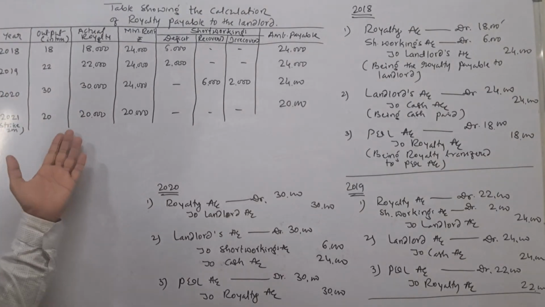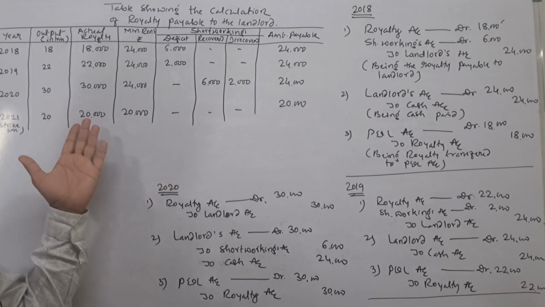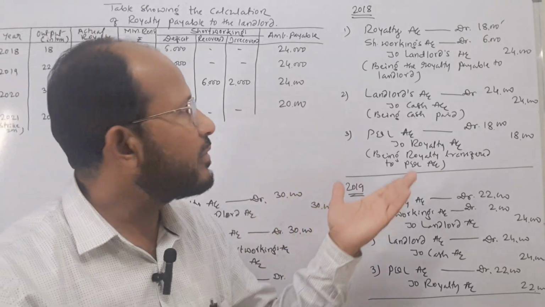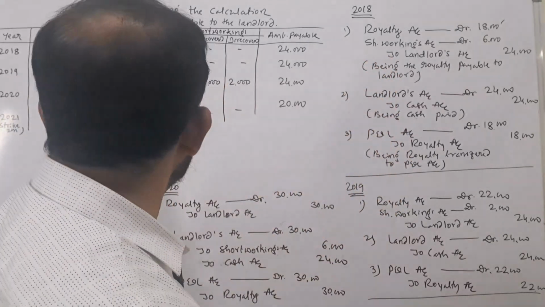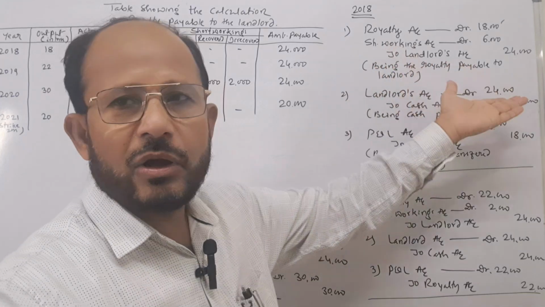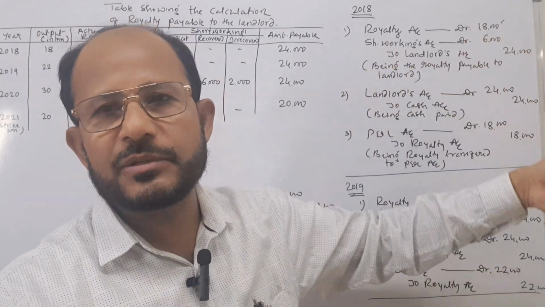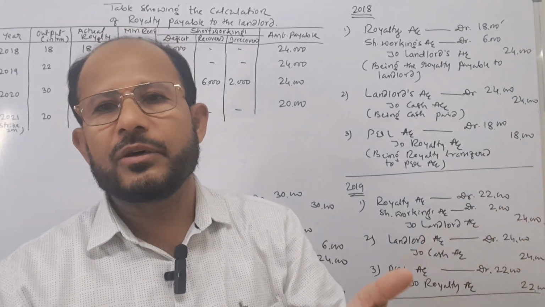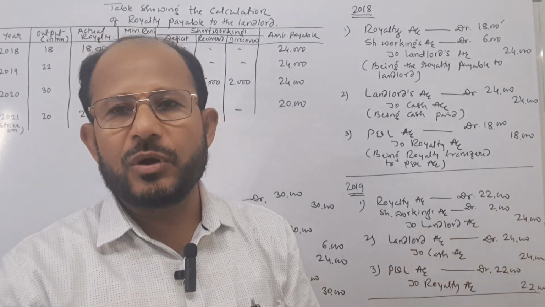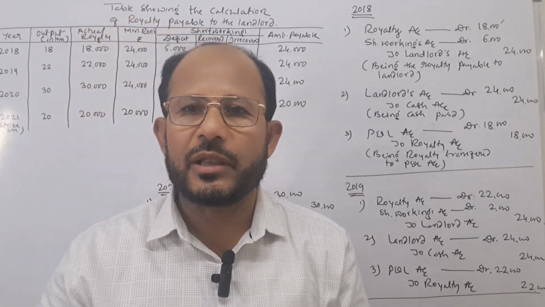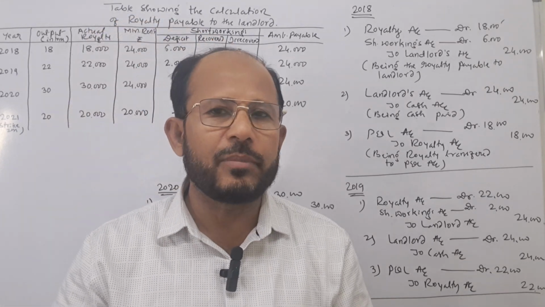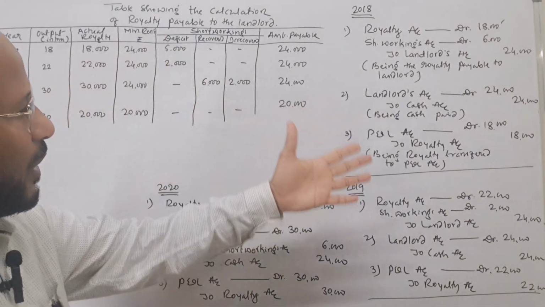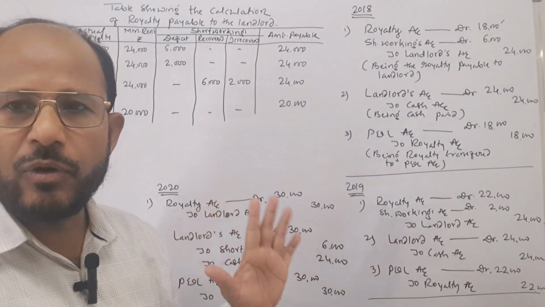Next one is in the fourth year, simple journal entries are there. Here 20,000 is the actual royalty and minimum rent is also 20,000. Therefore, first journal entry: royalty account is debited to landlord account 20,000. When cash is paid to the landlord: landlord account is debited to cash account 20,000. When the royalty account is closed: profit and loss account to royalty account 20,000. Simple three journal entries are there in the fourth year. This way we have to pass the journal entries. I hope you understood this one.